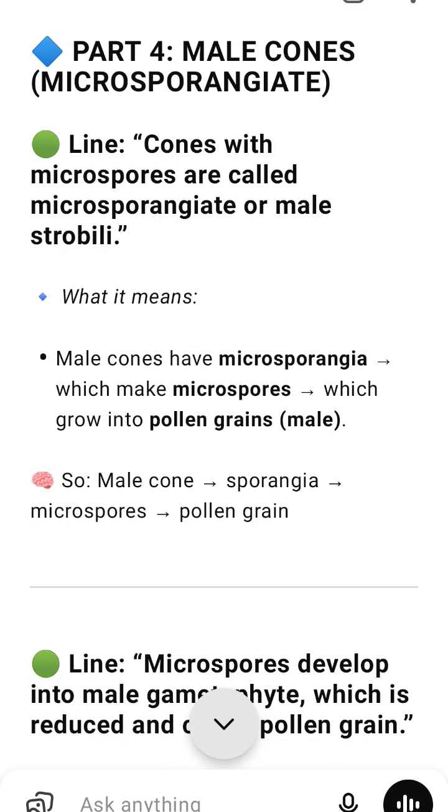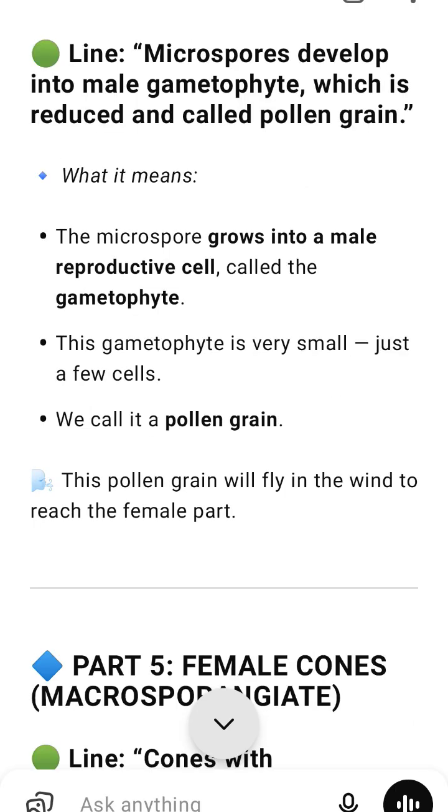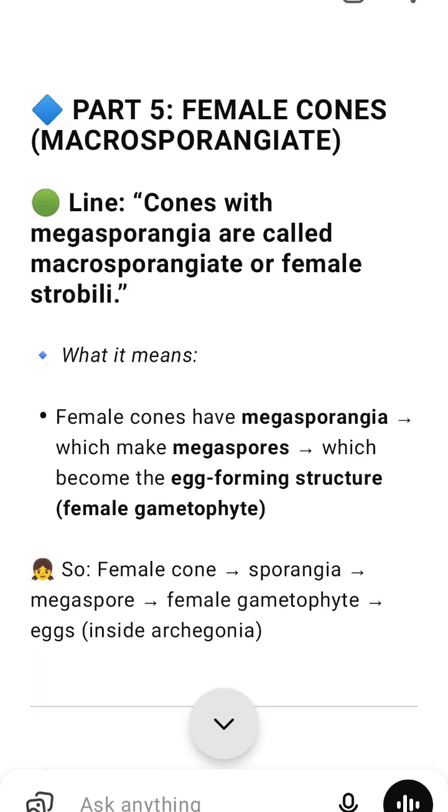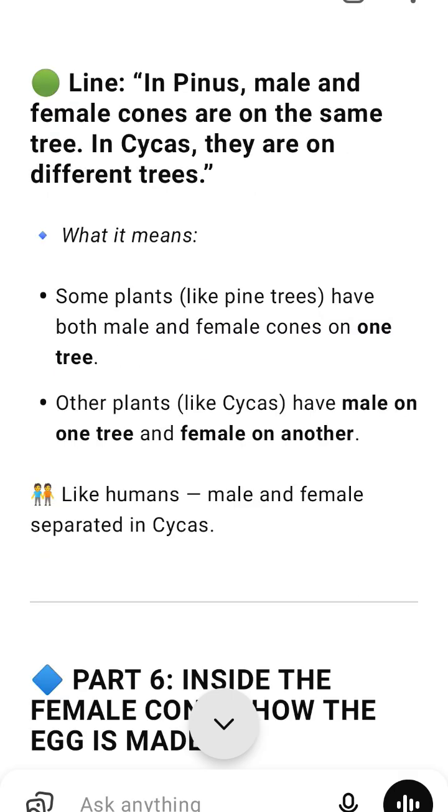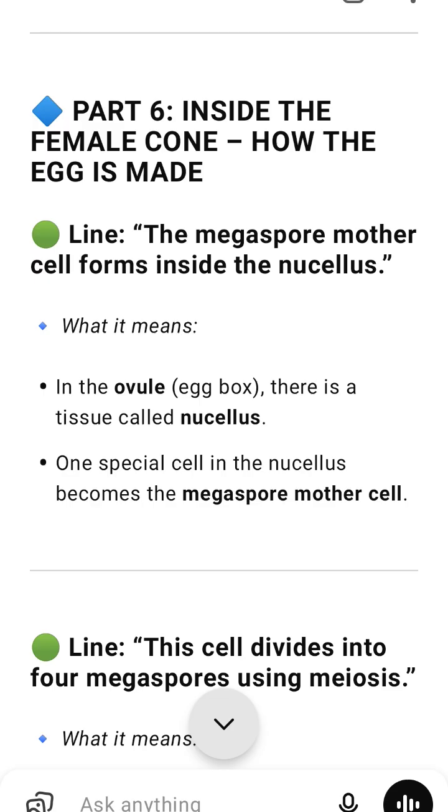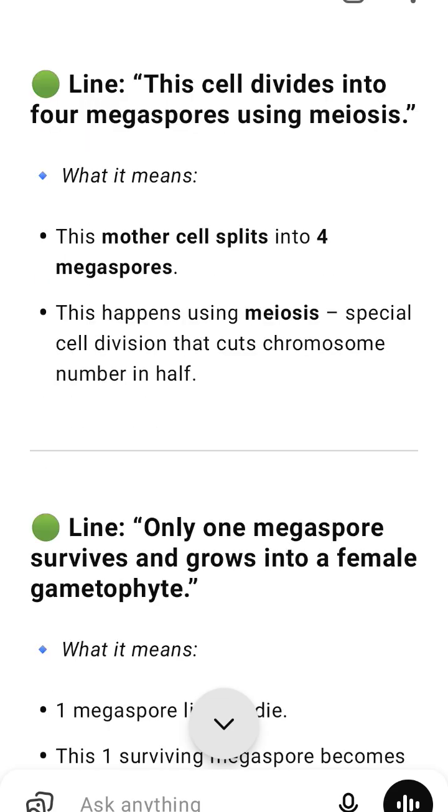The pollen grain is the tiny male gametophyte with a few cells. 4. Female cone, megasporangiate. It has megasporophylls, equals big leaves with ovules. Inside each ovule is a megaspore mother cell. This cell divides into 4 megaspores. Only one lives and becomes a female gametophyte. The female gametophyte stays inside the ovule and makes archegonia, egg-holding organs.